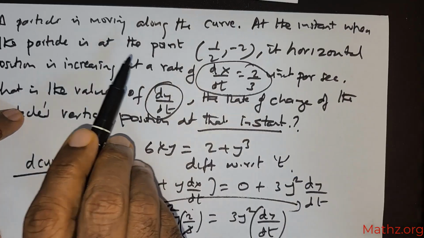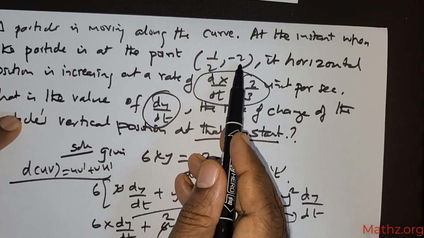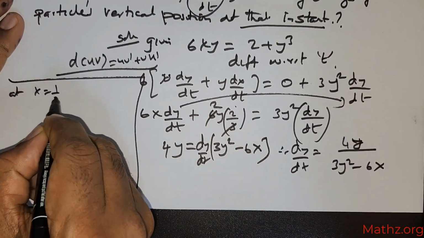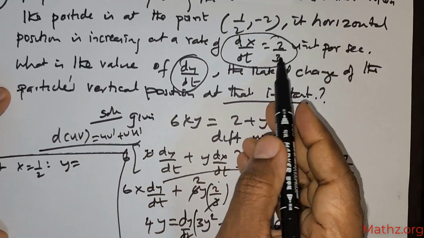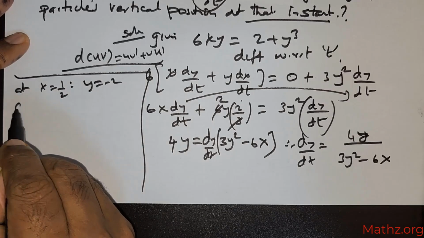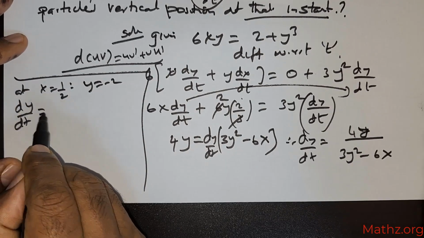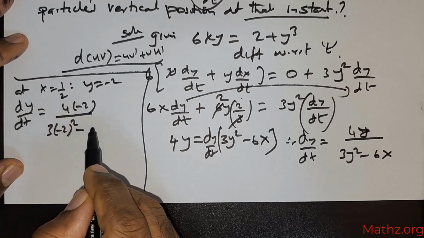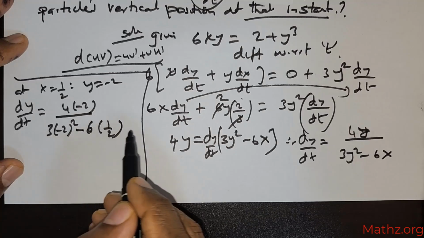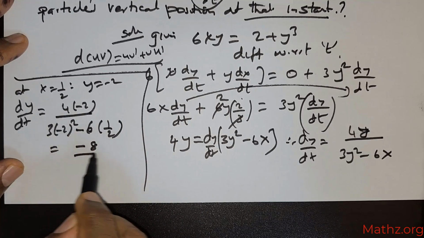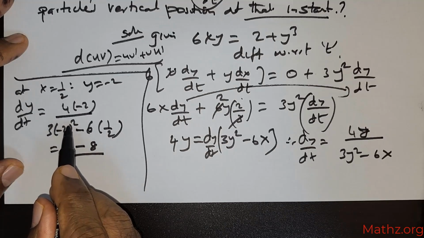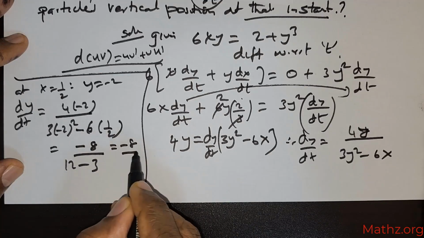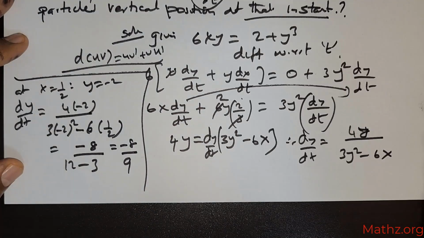Now the points are given here, 1/2, -2. So I'm going to utilize this part. At x is equal to 1/2 and y is equal to -2. So dy/dt is equal to 4 times of -2 divided by 3 times of -2 squared negative 6 times of 1/2. Now this is going to give me -8. This is -2 squared is 4, 12, and this is 3. So -8 divided by 9. So this is what we are getting.